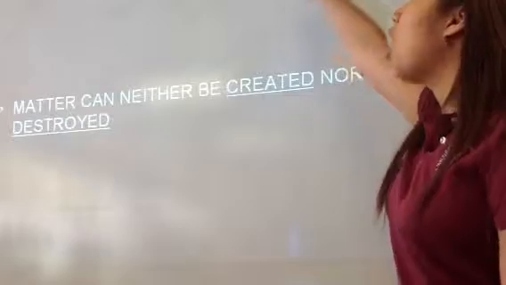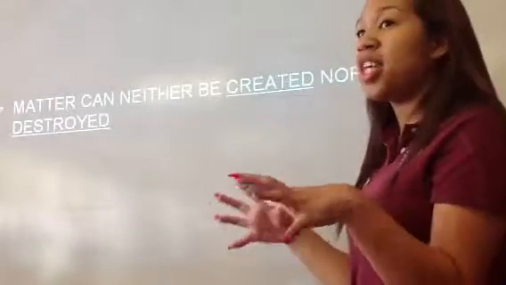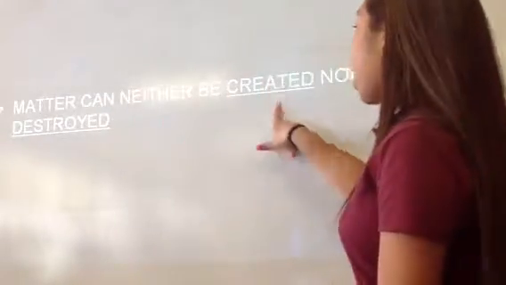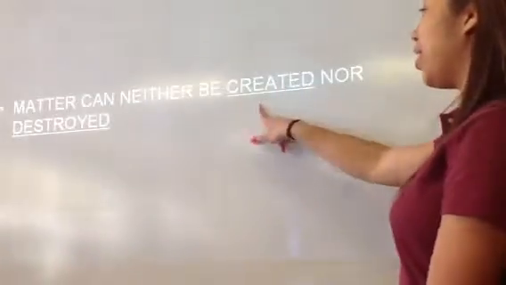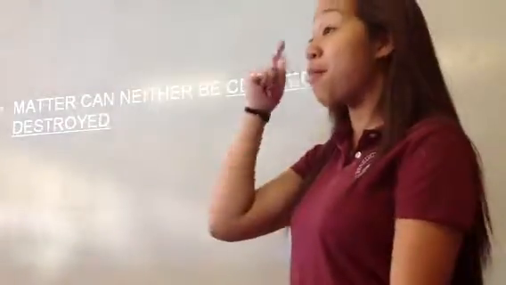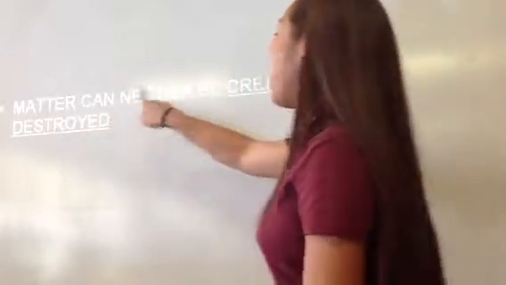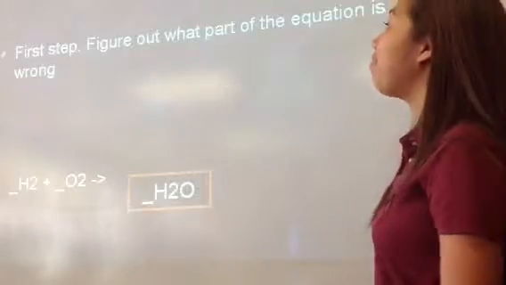Okay. So the law of conservation of mass, this is like the rule that goes by balancing equations. You guys need to remember this. Matter can neither be created nor destroyed. Can I hear you guys say it? Matter can neither be created nor destroyed. Remember that. Store it in your little brain. One more time. Matter can neither be created nor destroyed. There you go. Thank you.